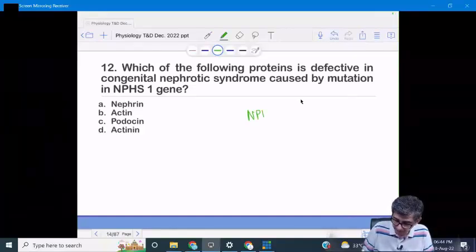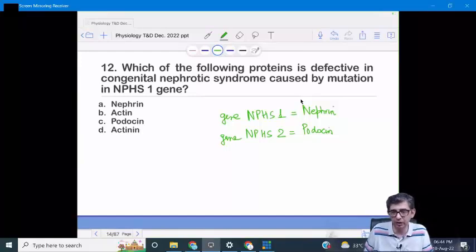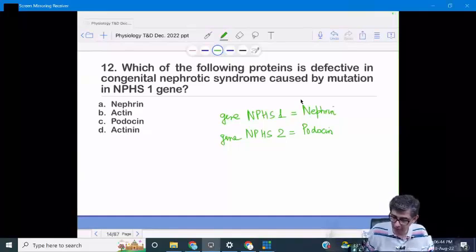There are two genes which are involved. I think I've taught you this in pediatrics also, NPHS1 and NPHS2. The one which comes first, NPHS1, codes for the nephrin protein, and NPHS2 comes later, and the alphabet P comes later, so it codes for podocin. And where are these nephrin and podocin? They are related to podocytes, which are going to regulate the protein leakage.